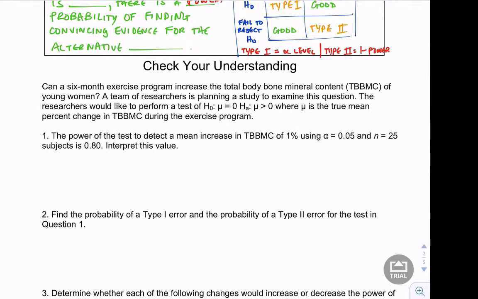And then the alternative was greater than 0, where mu is the true mean percentage change during the exercise program. So a mean change of 0 would mean no change, and greater than 0 would mean there is a change. So the power of the test to detect the mean increase in the total body bone mineral content of 1% using an alpha level of 0.05 and n equals 25 subjects is 0.80. Interpret this value. So the power is 0.80.